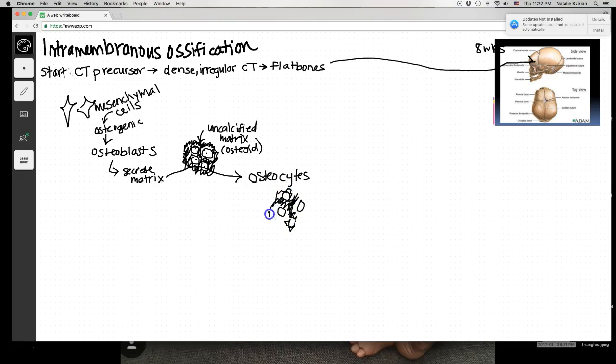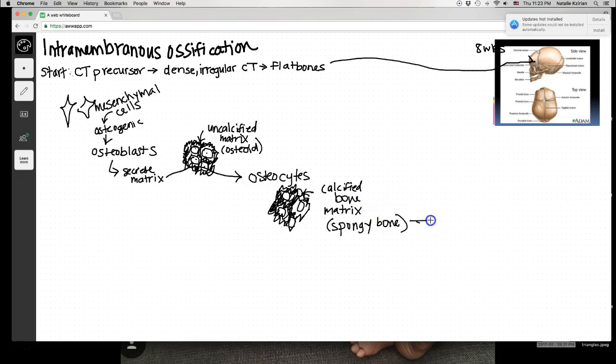But now at this point, this matrix gets the signal. It gets the alkaline phosphatase enzyme to start bringing in calcium crystals, and this bone matrix is now going to be calcified. Calcified bone matrix. Okay, so basically what we've created here now is going to be our spongy bone. Spongy bone created. Hooray!